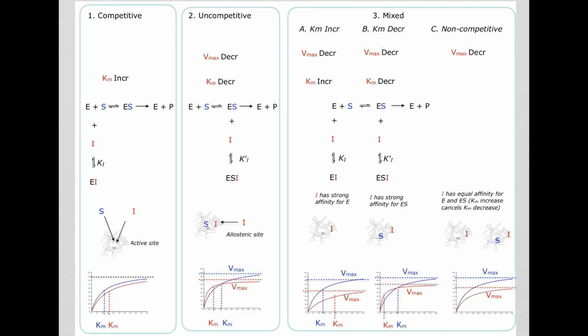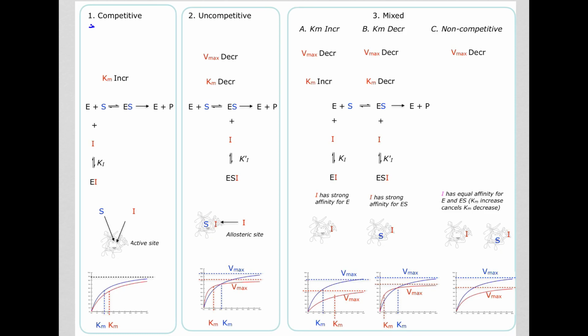Reversible inhibitors can be divided into three major classes: competitive, uncompetitive, and mixed inhibitor. Now the mixed inhibitors can again be divided into three subclasses: one where the Km is increased, the second where the Km is decreased, and the third non-competitive class where there is no effect on the Km. Let's first look at competitive inhibition.